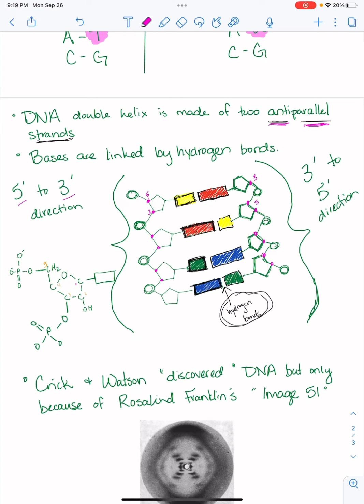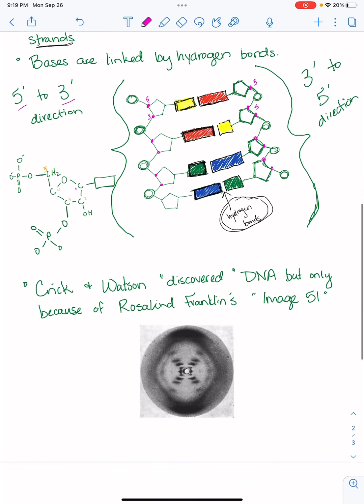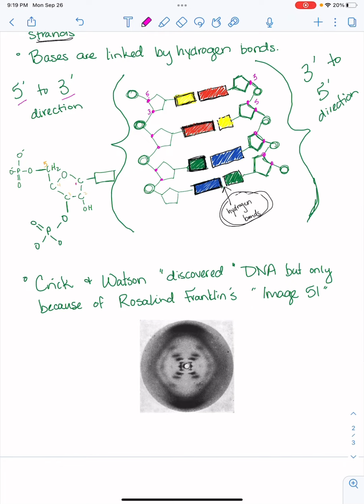One is upside down. And you also need to know that the bases are linked by hydrogen bonds. The last thing that I'll mention, you guys do have to know about Watson and Crick. You should already know about Watson and Crick. They basically made a model of DNA.